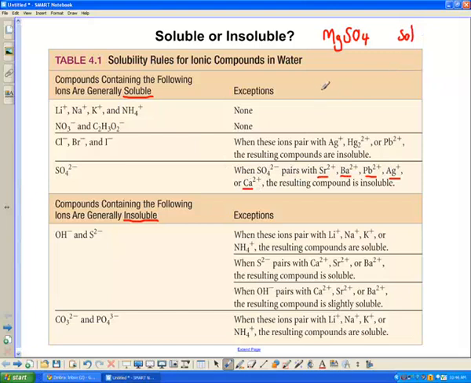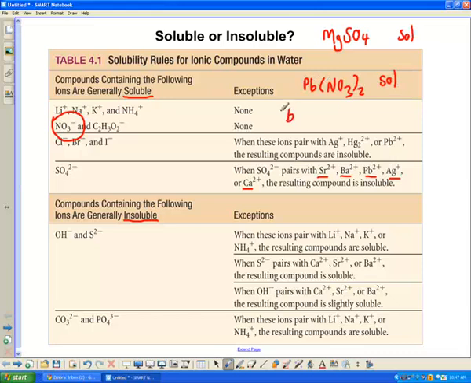If we were to look at lead nitrate, for example, we always want to go from the top of the table and work our way down. And the first thing we see is that lead isn't here, but nitrate is right here. It says nitrates are soluble, and there's no exceptions. So therefore, without much thought, we can see lead nitrate must be soluble.